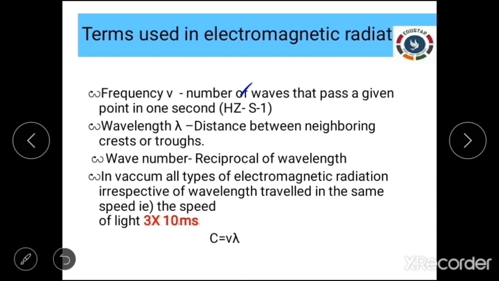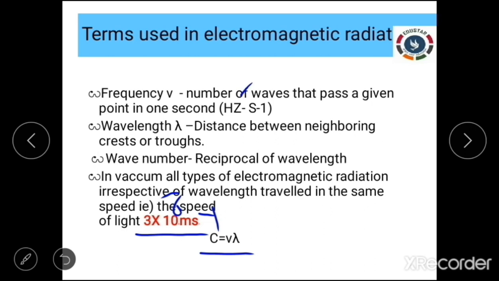The next thing is wave number. What is the wave number? It is just the reciprocal of the wavelength. In a vacuum, all electromagnetic radiations, though they have different wavelengths, irrespective of their wavelength, tend to travel at the same speed. That is called the speed of light. The speed of light is indicated by the letter C. The formula is C is equal to mu lambda. The speed of light has the value 3 into 10 to the power of 8 meter per second. So C is equal to 3 into 10 to the power of 8 meter per second, and C is equal to mu lambda.